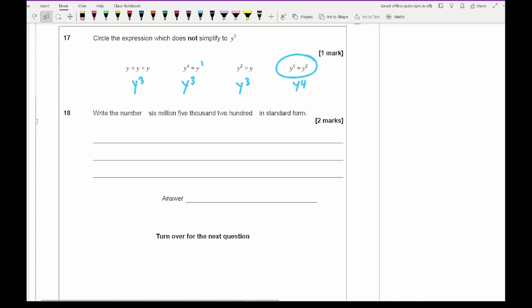Question 18, it says write the number 6,005,000. So if we write that down, I misread the number. It's 6,005,200. I write this number in standard form, so it's 6.0052 times 10 to the power of 6. If you did write the 2 zeros after the 2, that's absolutely fine.